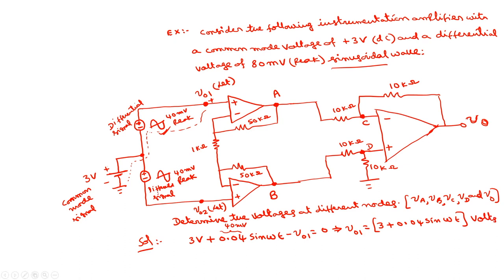Similarly, if I take KVL in this loop, what is V02? V02 will be, this will be plus with respect to ground. This is 3 volts minus 0.04 sin omega t, minus V02 is equal to 0. Implies what is V02? 3 minus 0.04 sin omega t volts.